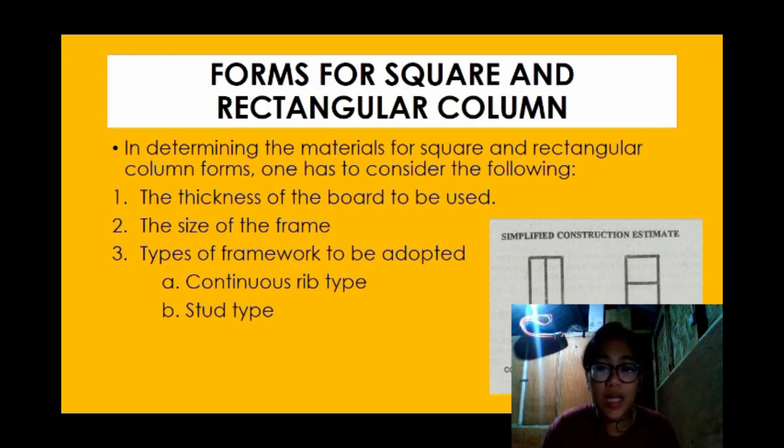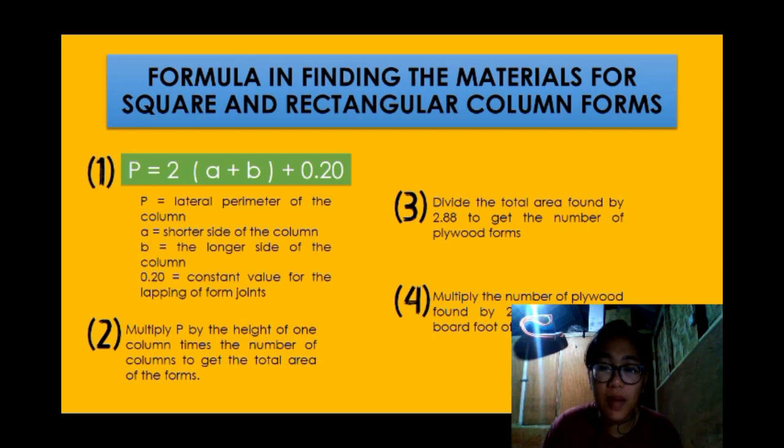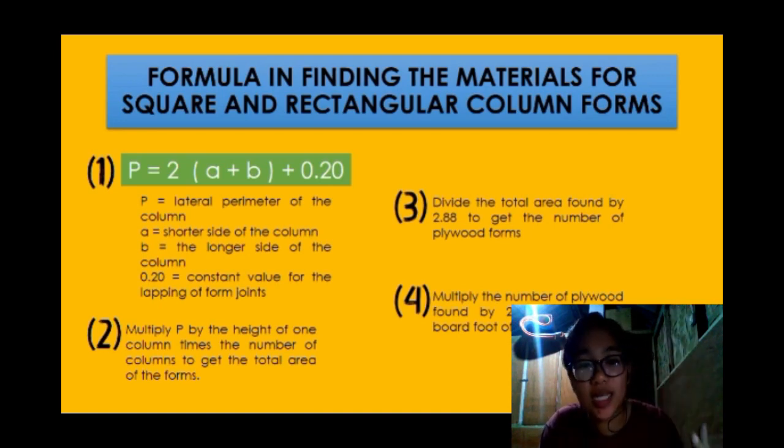So, in identifying how many forms you can use, you should follow 4 steps. This is the formula in finding the materials for square and rectangular column forms. First is to identify the lateral perimeter of the column. So, letter P is equal to 2 times the shorter side of the column plus the longer side of the column, and plus 0.20 is a constant. It is a constant value for the lapping of the formula.